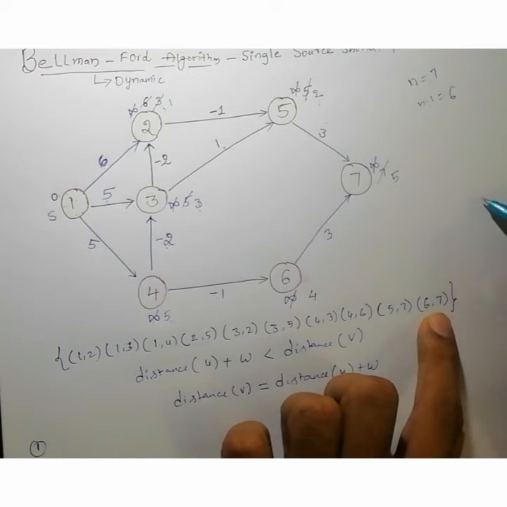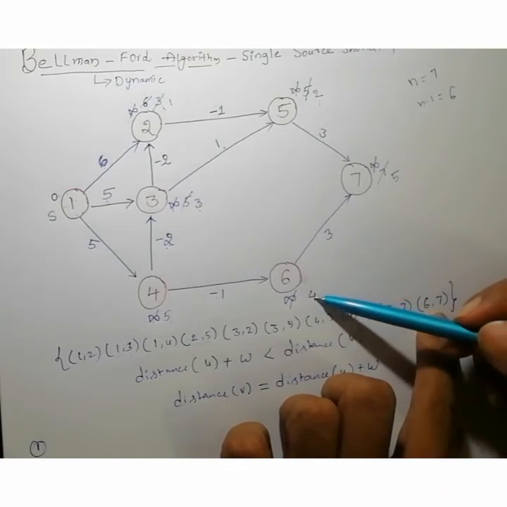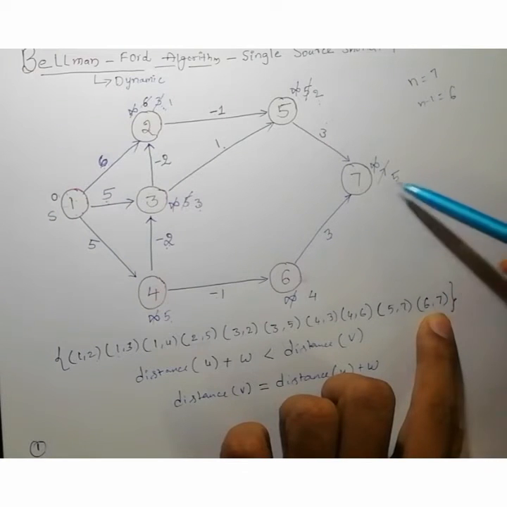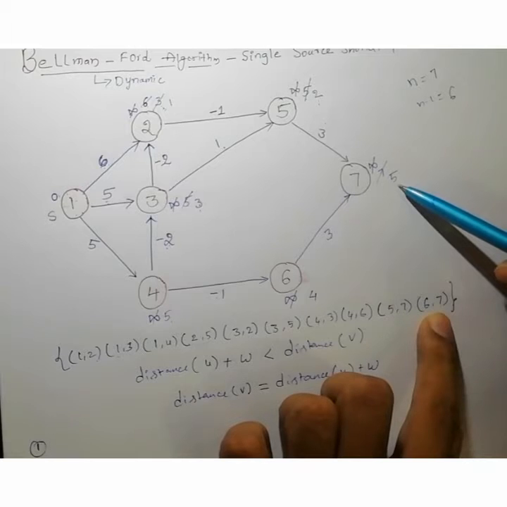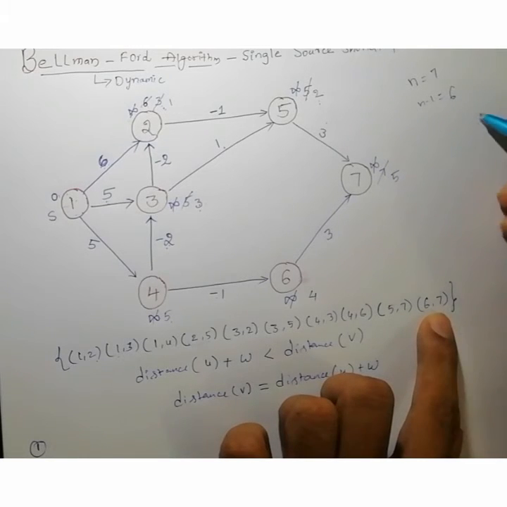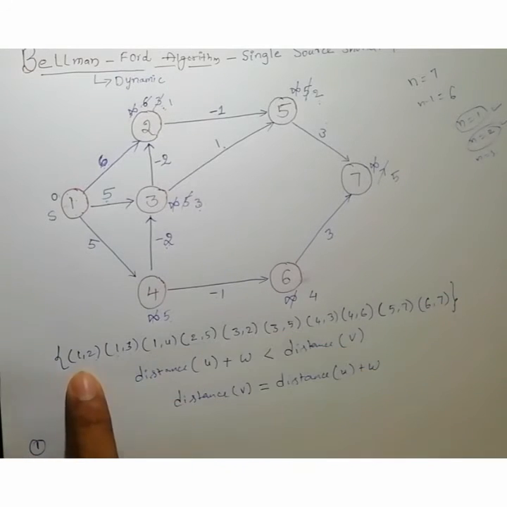Again check for the next edge 6 to 7. So 4 plus 3, 7. Is 7 less than 5? No. If it is no, so 7 distance is still 5. Don't update. So the second time is also over. First time over, second time over. Next, when n is equal to 3, third time, repeat the same step.